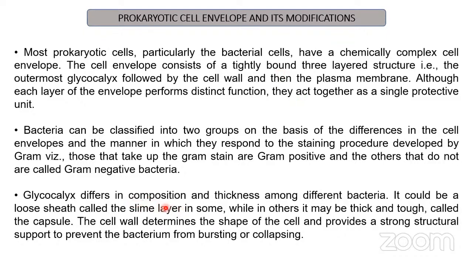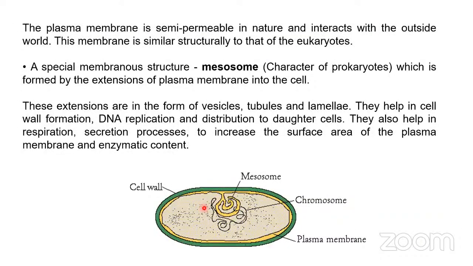Thank you. Glycocalyx differs in composition and thickness, as I mentioned, and the cell wall as a whole helps in preventing the bacteria from bursting and collapsing, thereby having a protective function. The next is the plasma membrane, which is semi-permeable in nature. So it allows certain molecules to pass while it does not allow other molecules to enter, and interacts with the outside world. This membrane is similar in structure to that of the eukaryotes. So the cell membrane is similar in both prokaryotes and eukaryotes.